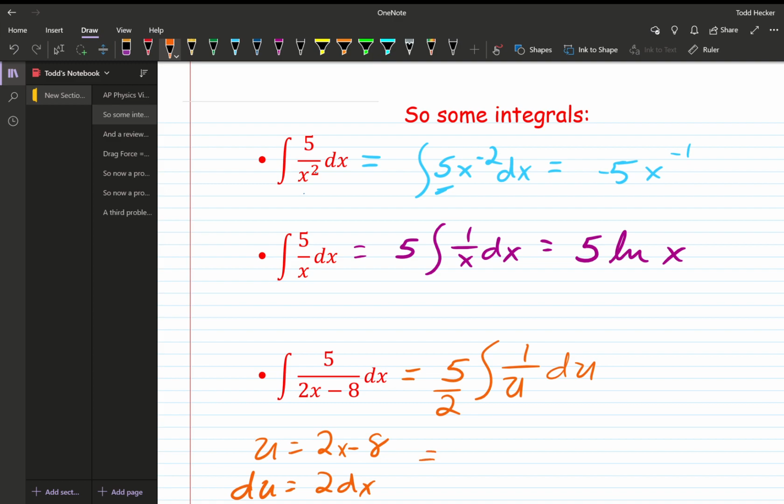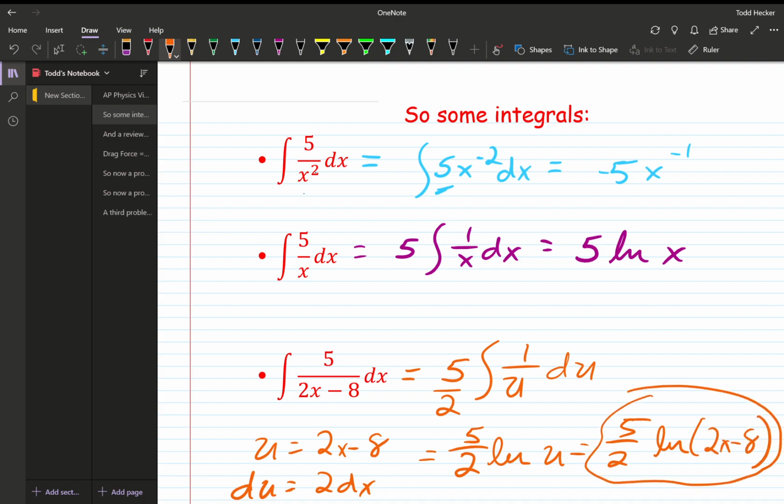And so that gives me, sorry, I haven't done integration by substitution in a long time. I probably should have written this out first. 5 halves of the natural log of u, which is 5 halves the natural log of 2x minus 8. All right, so there you go.